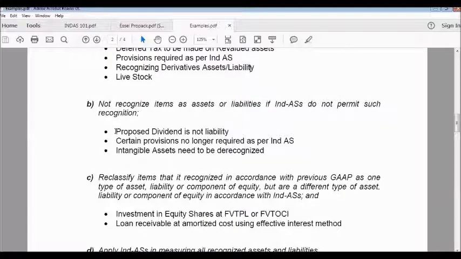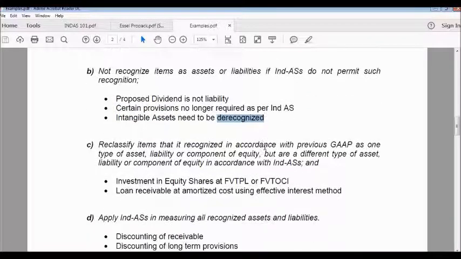So what will be the example? Like proposed dividend is no more a liability component, but earlier as per previous GAAP this proposed dividend needed to be reported in the balance sheet. Then certain provisions might no longer be required as per Ind AS, so don't make a provision on them. Then certain intangible assets which need to be derecognized as per Ind AS, so you have to now derecognize them.